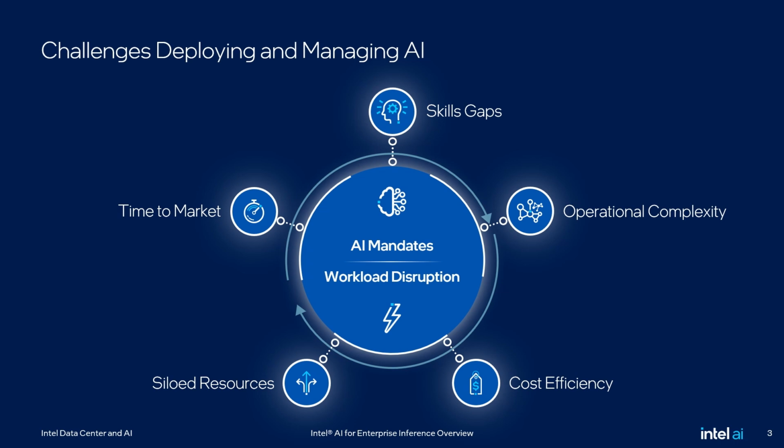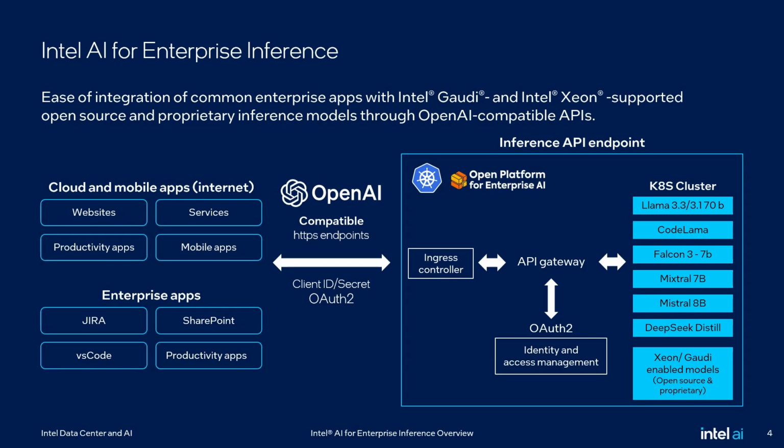OPIA changes that. It gives enterprises a framework they can own, deploy, extend, just like any other part of their tech stack. Here's how it works. OPIA sits above Intel's optimized hardware, Gaudi and Xeon, and provides a unified open framework for AI deployment. It uses open source orchestration tools like Kubernetes and Helm. It supports multiple models like Llama 3, Mixtral, and DeepSeek, and exposes standard OpenAI compatible APIs.